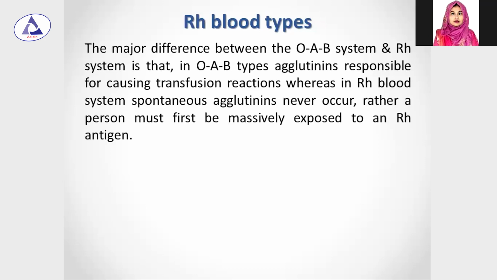Okay. Now come to another blood group, the Rh blood types or rhesus blood types. The major difference between the OAB blood system and the Rh system is the key difference. What is the difference? In OAB blood types, agglutinin is responsible for causing transfusion reactions, whereas in the Rh blood system, spontaneous agglutinins never occur because Rh blood does not contain any spontaneous antibody or agglutinin.